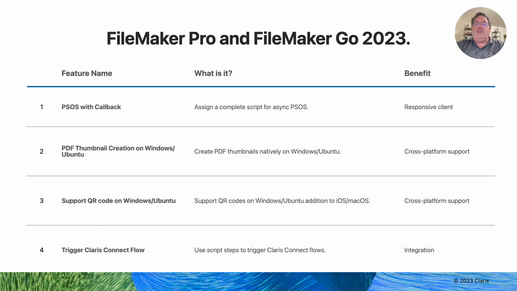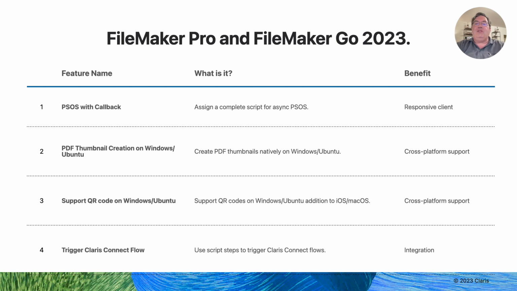For the next 2 features, we have been moving more functionality that only worked on Apple devices onto other platforms, both the PDF thumbnail generation and QR code decoding. We've now included third-party open source code that we can do these operations with on both Windows and Ubuntu. We are always working to try to bring parity between the different platforms.